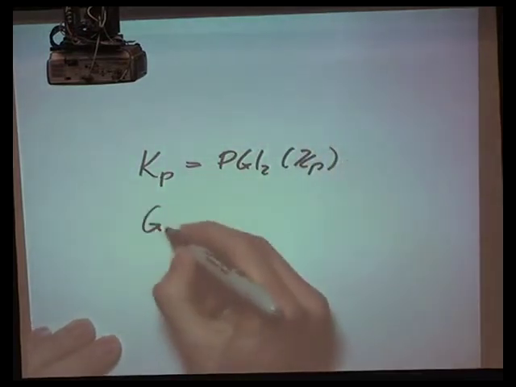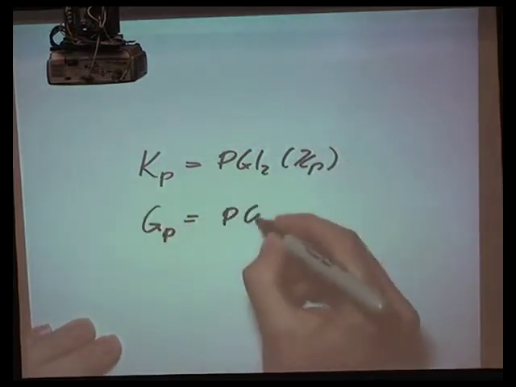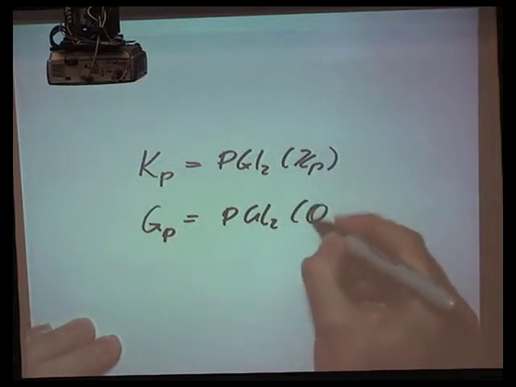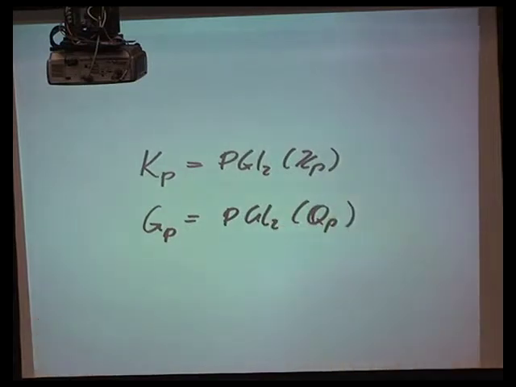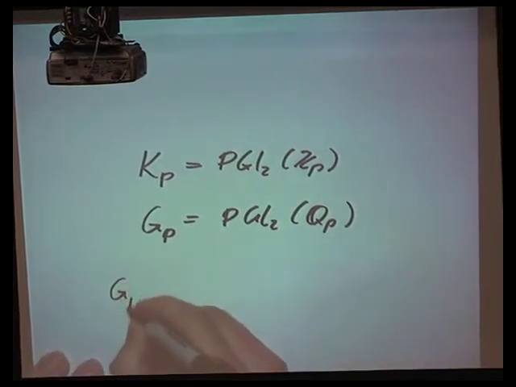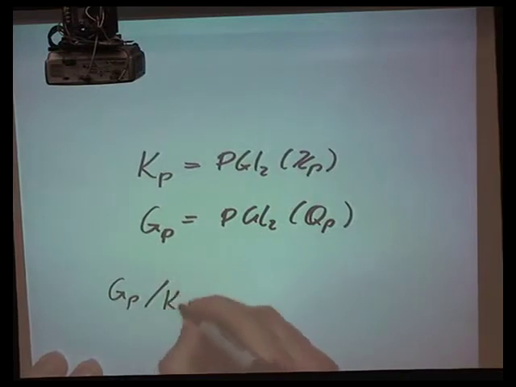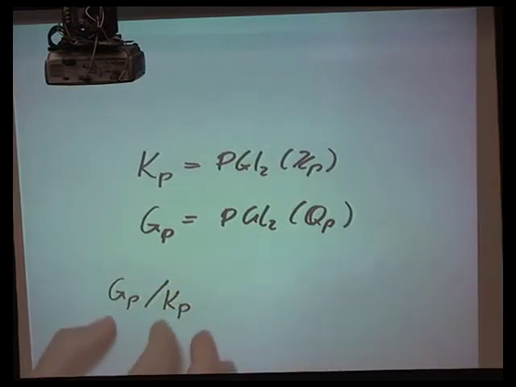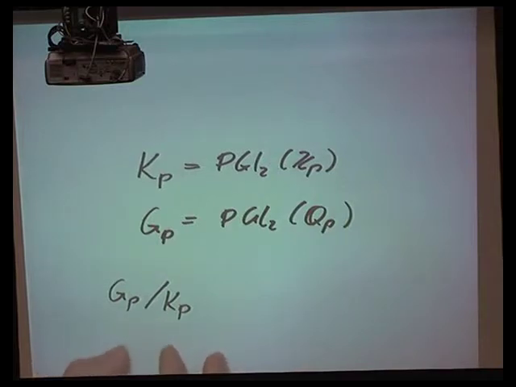You could say GP is the PGL2 QP. I just want to introduce the notation so that I can consider this quotient GP mod KP. We will consider that quotient, and we need to understand later well what that quotient is.